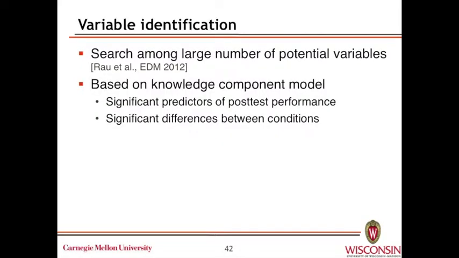And then we still had a lot of those knowledge components, and I needed to find a way to size them down to include them in the mediation model. So what I did was I used two criteria. I looked at errors. First, is the number of errors that students made on these knowledge components a significant predictor of their post-test performance? And second, are there significant differences between conditions on this variable?